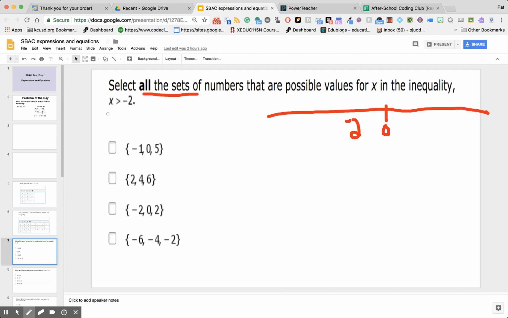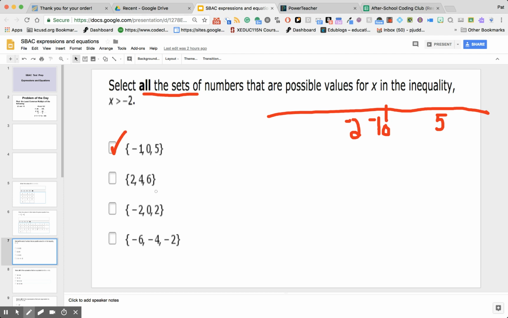Okay, so I'm looking at x is greater than -2. Well, here's -2. My first value in this set is -1. Okay, -1 is to the right of -2. And -1 is closer to 0. So yeah, this is a true statement. 0 is greater than -2. 0 is to the right of -2. That's correct. 5 is greater than -2. Well, 5 is to the right of -2. So all of those are correct.